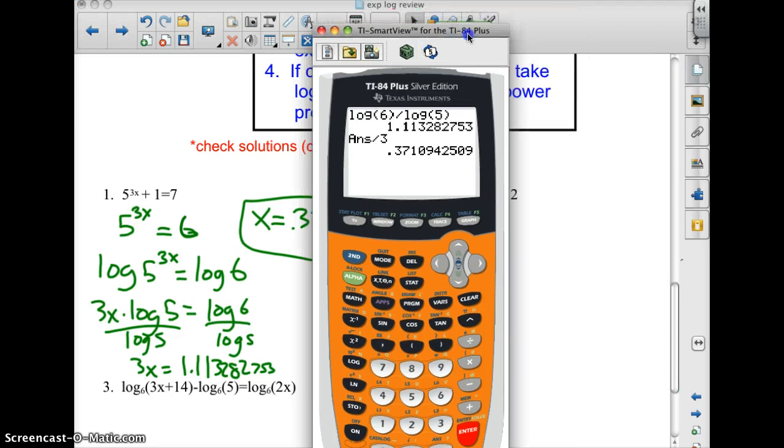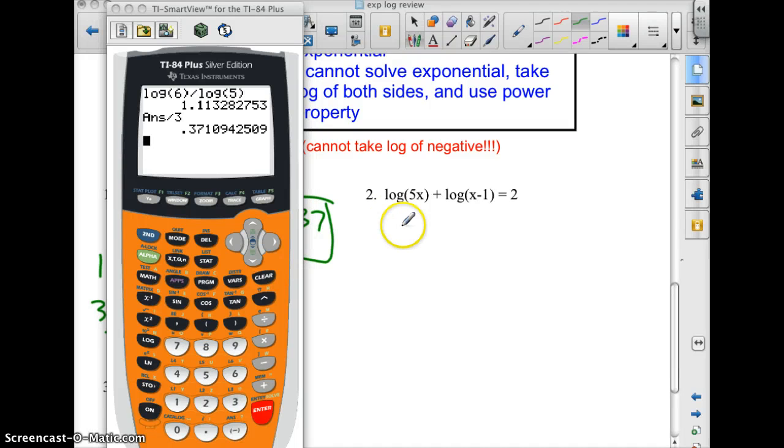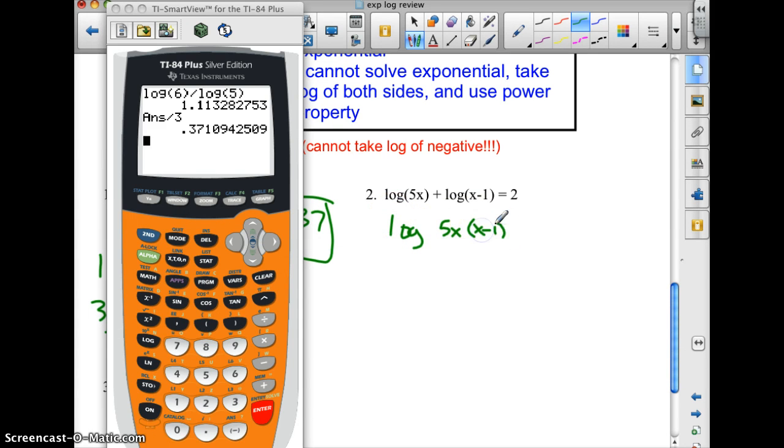There we go. Next, log 5x plus log x minus 1 equals 2. So see what I have here is I have 2 logs, but I have a log plus a log. So I can condense this into log of 5x times x minus 1. And notice these are both base 10, right? Because there's nothing written there. When there's nothing written there, log base 10 equals just plain old log, right? And log base e is the same thing as ln, right? Just a side note there.